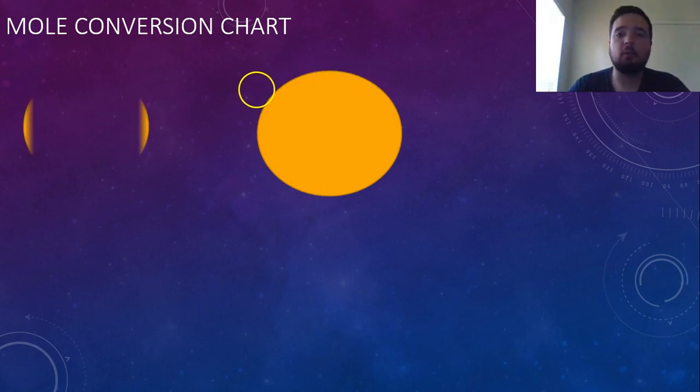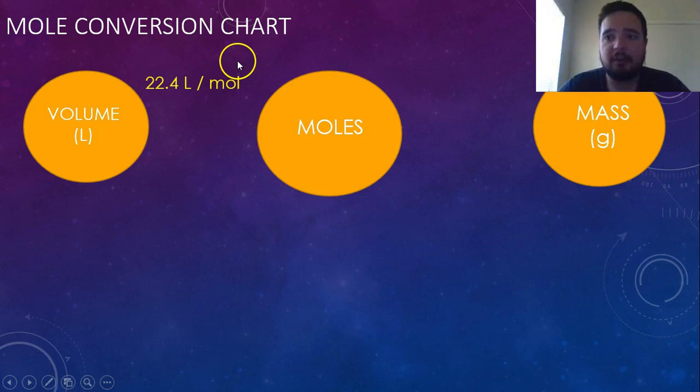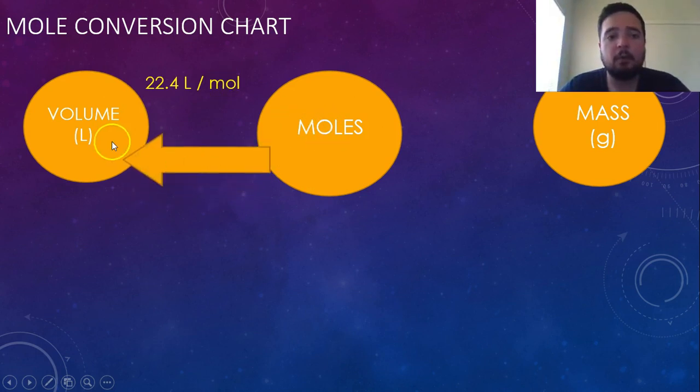So what we do is we put moles in the middle, and I'm going to put volume on the left-hand side, which will be in liters, and mass on the right-hand side, which will be in grams. What I tell myself is that the conversion factor between moles and volume has to include the units of volume and moles, which we know from the previous slide is 22.4 liters per every 1 mole. If I'm going from moles to volume, I'm going to take whatever I'm given in the problem and multiply it by this to get liters. So if I'm given moles, I have to multiply by this, where 22.4 is on top, to get volume. That's how the units will cancel out.